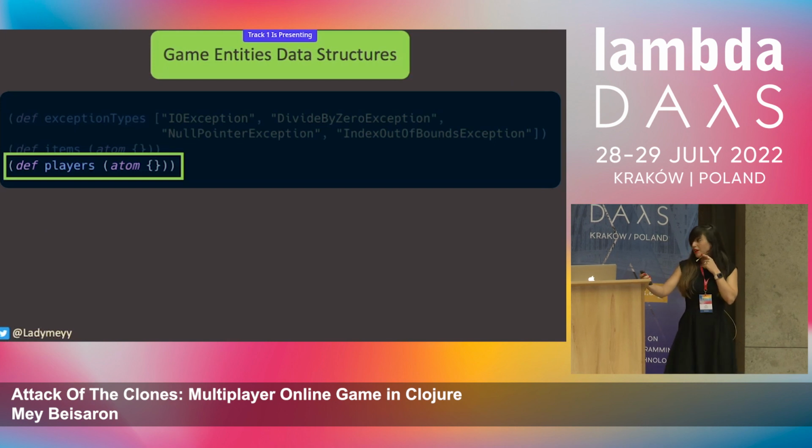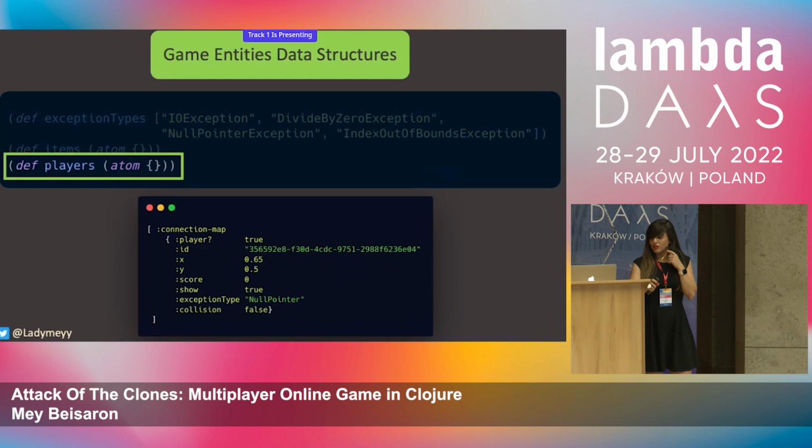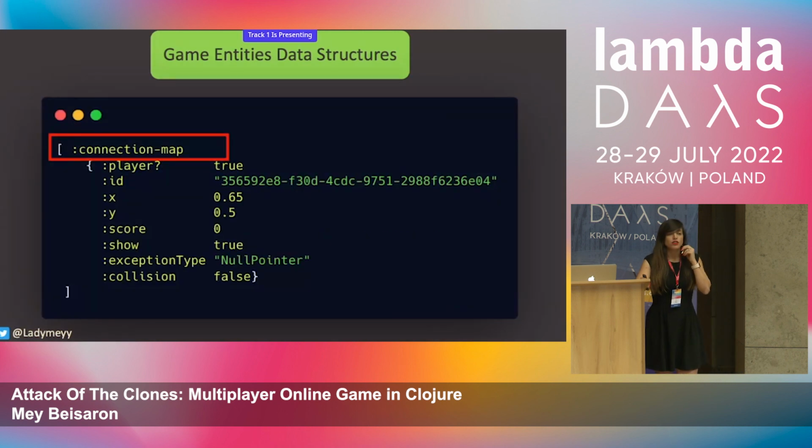Let's see what a player looks like. So this is what it's like. We have a connection map as the key, because in Clojure, everything can be a key, even a connection map. And what is a connection map? This is the actual connection of the Websocket API. So this is the key of each player. This is how I identify a unique player in my players collection.